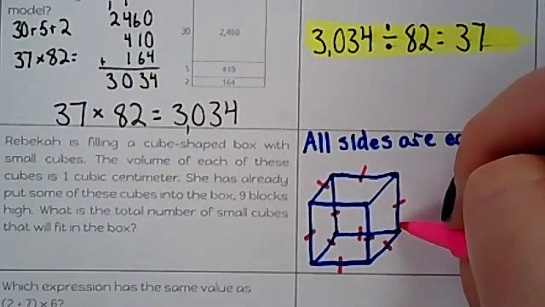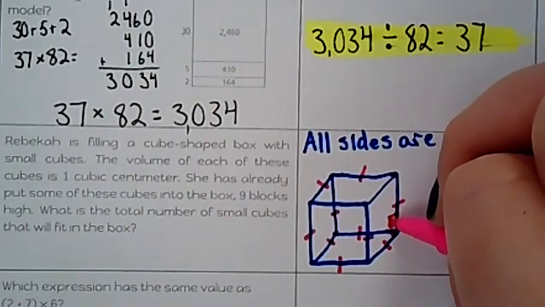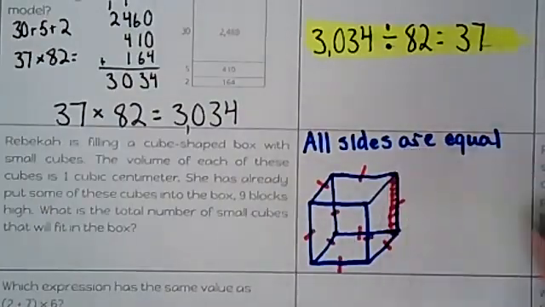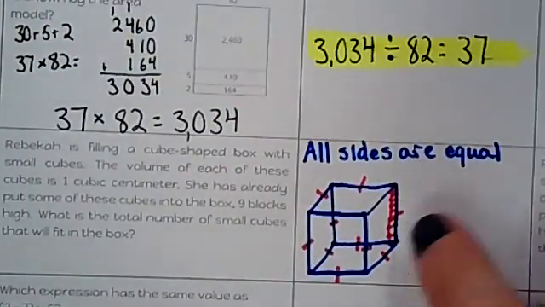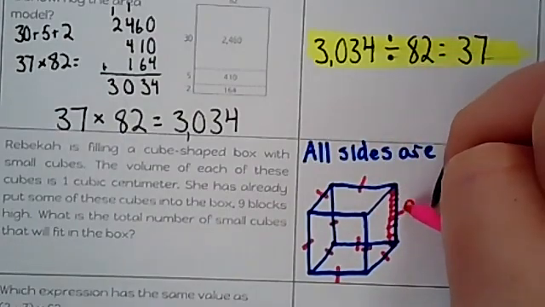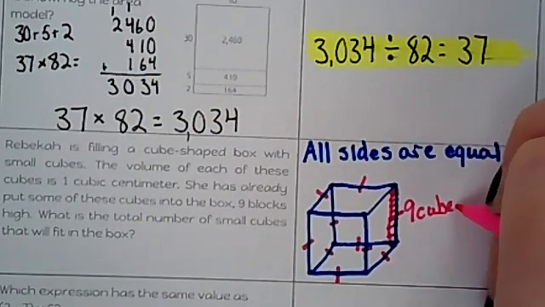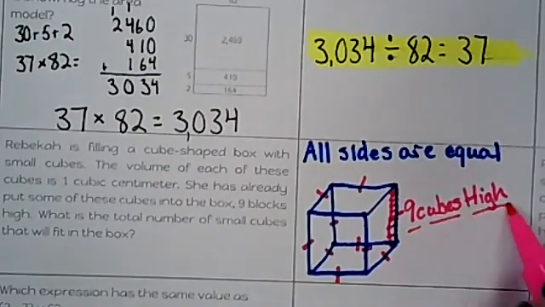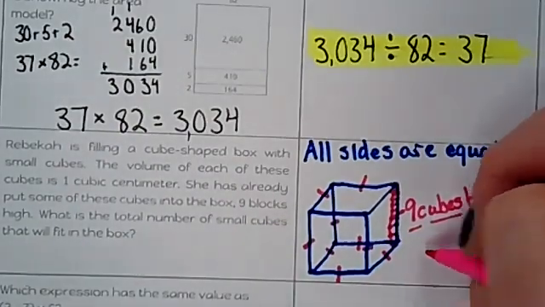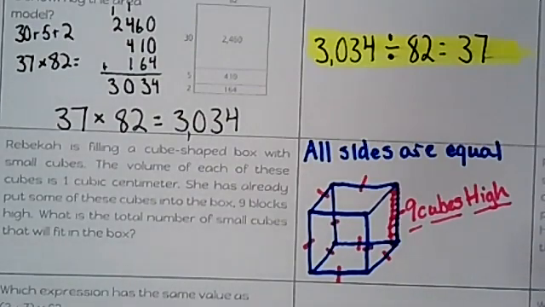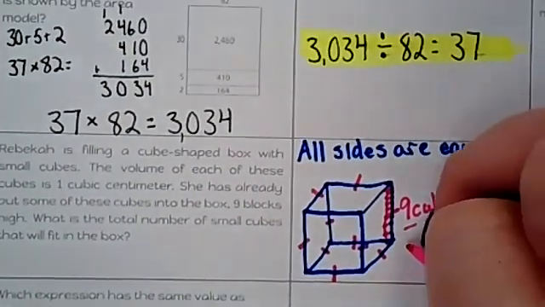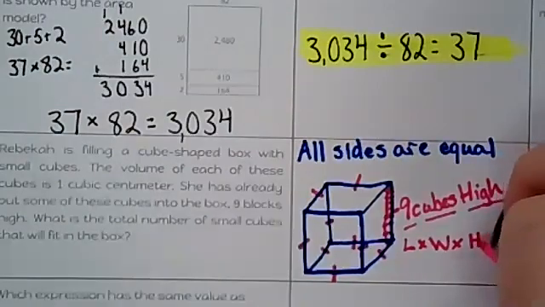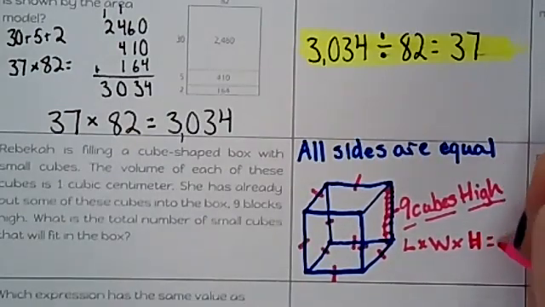So what that's saying is that Rebecca took 9 little cubes and stacked them up on one side, and that is the height of the side. So what it's saying is that it is 9 cubes high. H-I-G-H. Okay, it is 9 cubes high. Well, Miss Ross, that doesn't help me. I don't know the length and the width to find the volume. Sure you do. The length times the width times the height will give you the volume.